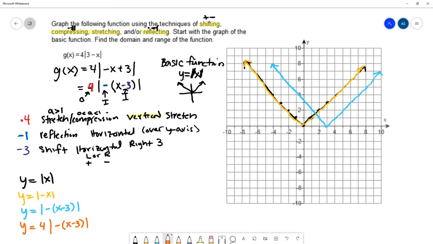And then I want to multiply by a factor of 4, stretch out the graph by a factor of 4. So instead of this going up to 1, it's going to multiply by 4. And we get this stretched out graph here, vertically stretched. So that gives us the graph of g of x equals 4 times the absolute value of 3 minus x.